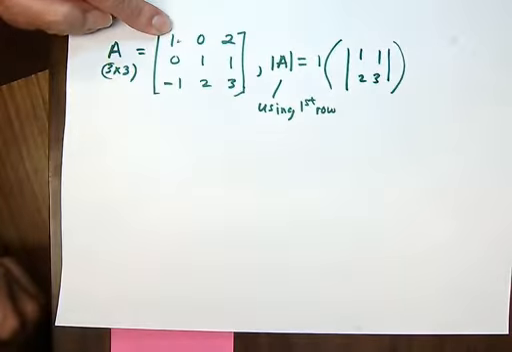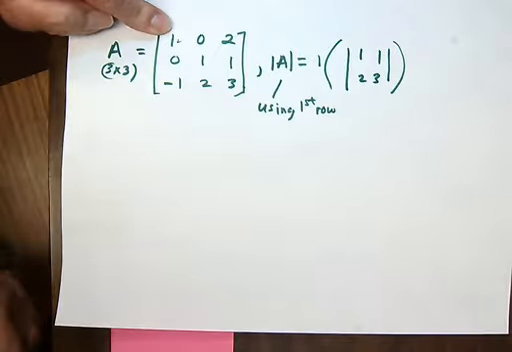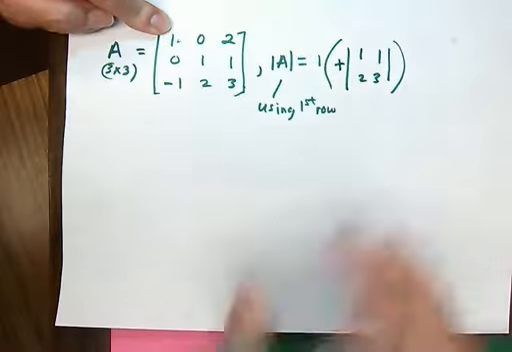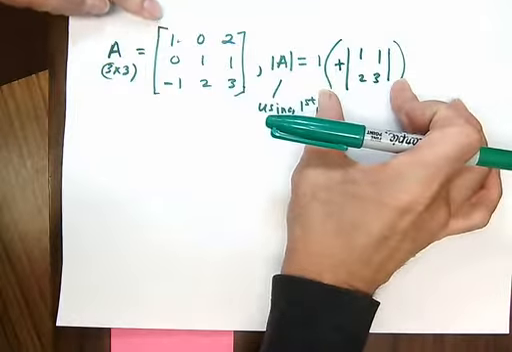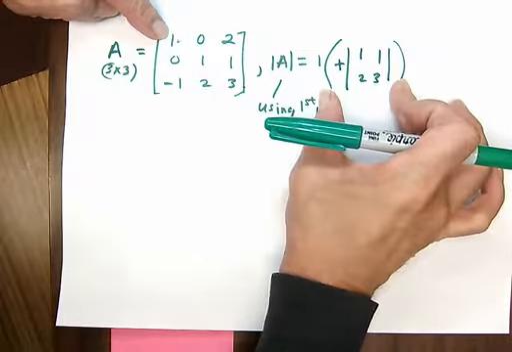And to get the cofactor of element A11, since 1 plus 1 is 2 and even, we have a plus sign attached to that minor. And this whole expression in parentheses gives us the cofactor of this element in the first row, first column of the A matrix.